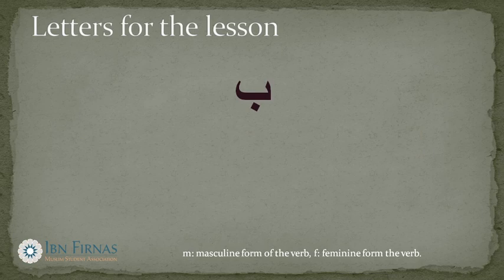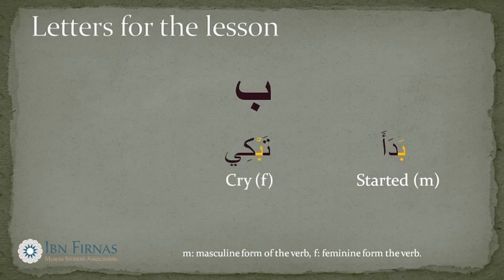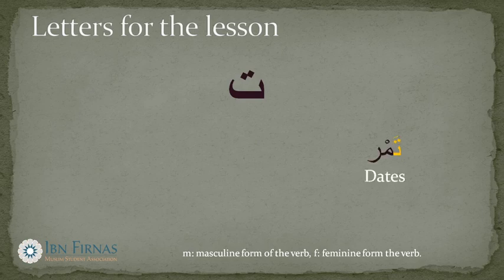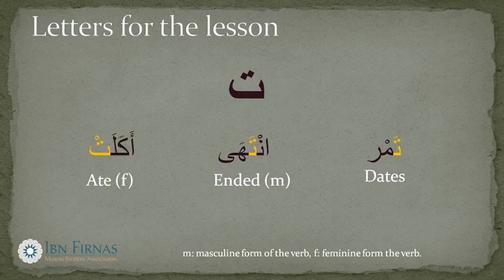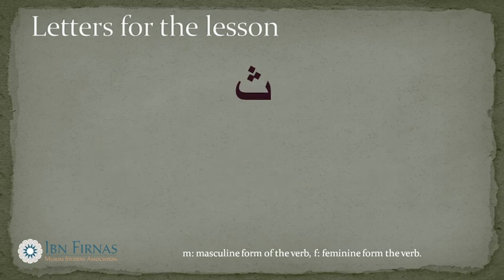For the ba, now I'm going to go just a bit faster because you already know the workflow. Bada'a, started, masculine form. In the middle it looks like this. Tabki, cry, feminine form. Ab, father. Ta, tamr, dates, and then in the middle it looks like this. انتهى, ended, masculine form. أكلت, ate, feminine form.